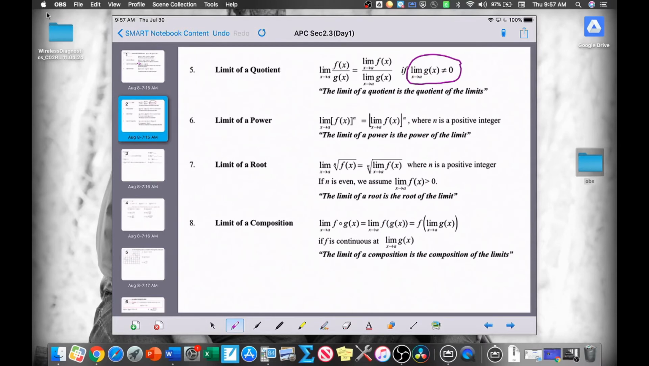Limit of a power says that you can evaluate the limit and then raise that to the power and get the same result. Limit of a root says that the limit of a root is the root of a limit, meaning you can evaluate the limit and then take the root of that, and get the same result. And then down here, number 8, we have the limit of a composition, which says that the limit of a composition is the composition of the limits.